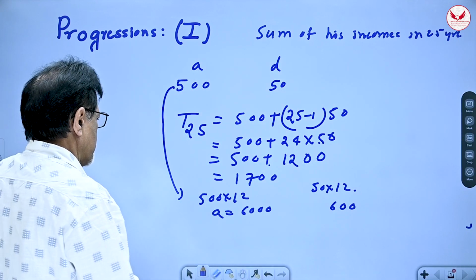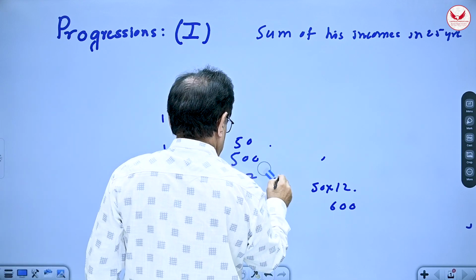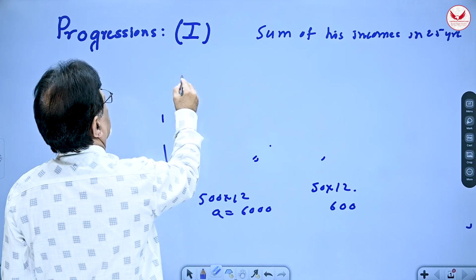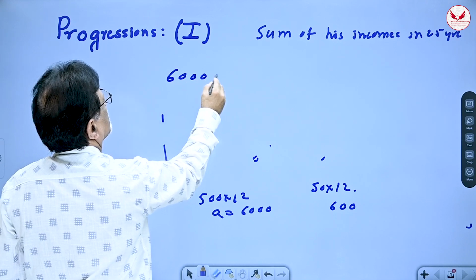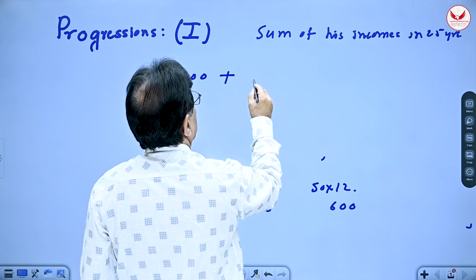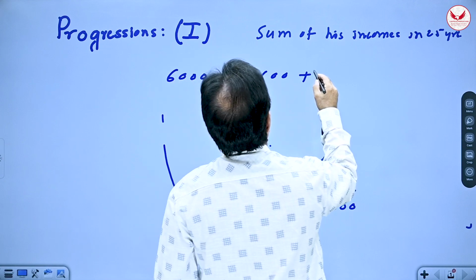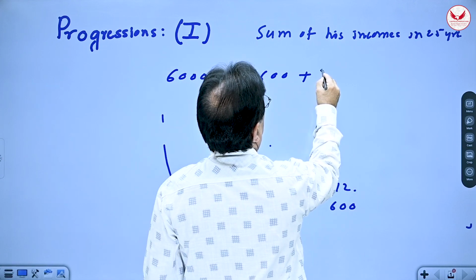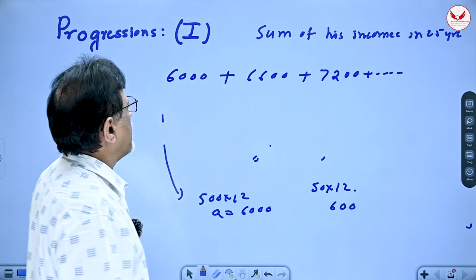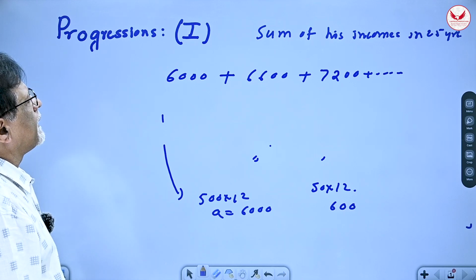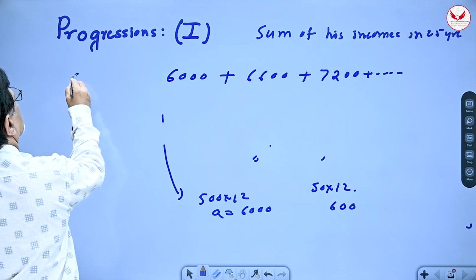Now, that means, see, what we are going to do is, in the first year, he got an income of 6,000 rupees, right? He got 6,000 rupees in the first year. Then, in the next year, he is going to get 6,600. In the next year, he will get, again 600 will be added to this. So, it will be 7,200 and so on. And like that, I will have to keep on adding his income every year, and then I'll get the total income. This is called sum or series.